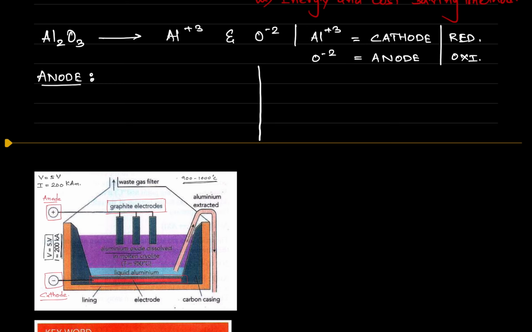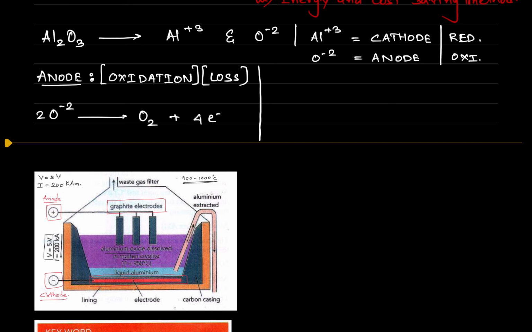Now at the anode, who is getting attracted? Obviously it's O²⁻. So what would happen at the anode? Oxidation happens. Oxidation is nothing but the loss of electrons. So I'll write it down here, loss of electrons. So what is going to happen? You would have 2O²⁻ get converted into O₂ plus 4 electrons.